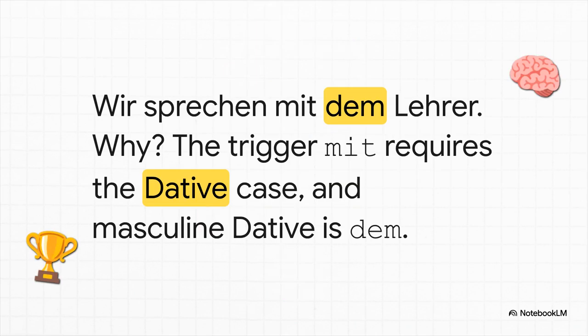The answer is dem. Why? Because as soon as you see that trigger word mit, you know it has to be dative. And the masculine dative article is dem. So it's mit dem Lehrer. See? It's not magic, it's just a logical puzzle.